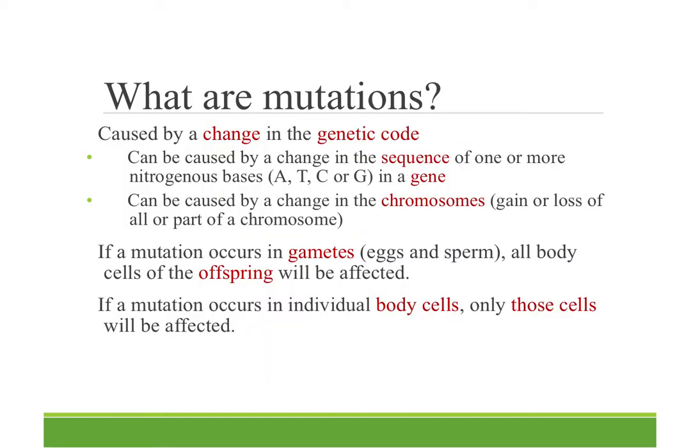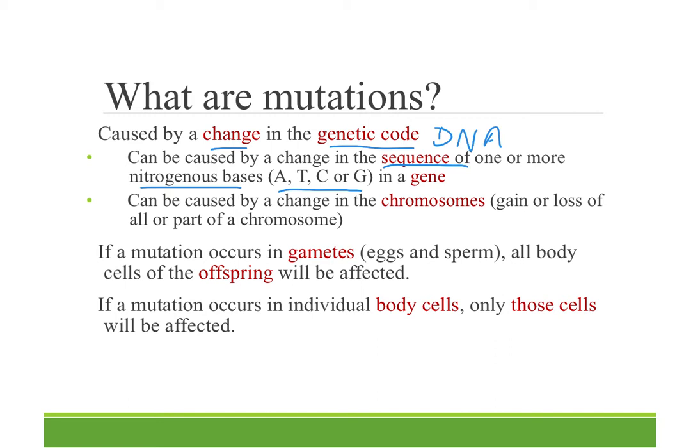So then, what are mutations? Well, mutations are a change in the genetic code in the DNA. So genetic code is just another way of saying DNA. And it can be caused by a change in the sequence of the nitrogenous bases, that A, T, C, or G, that are found in the gene, because it's the sequence that actually determines the code of the gene.